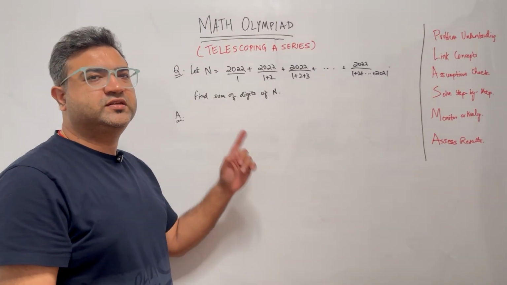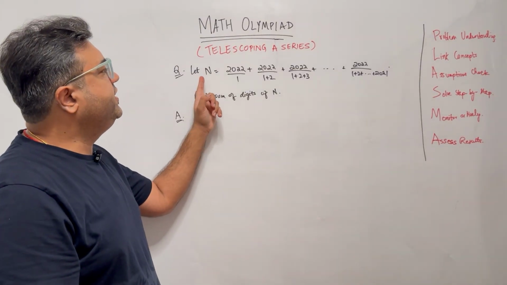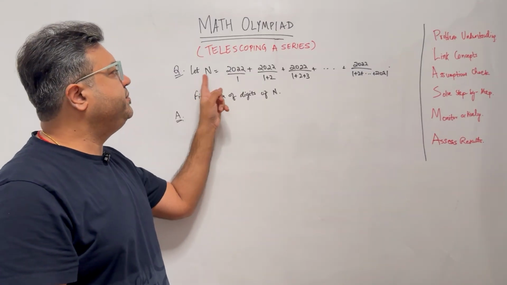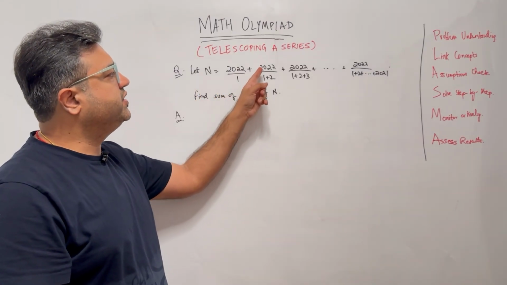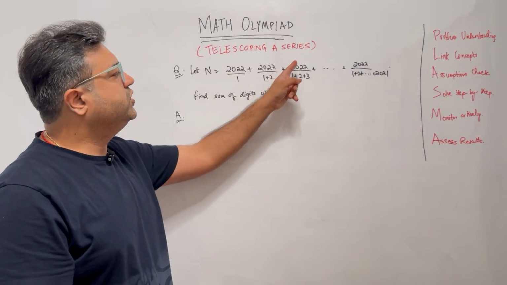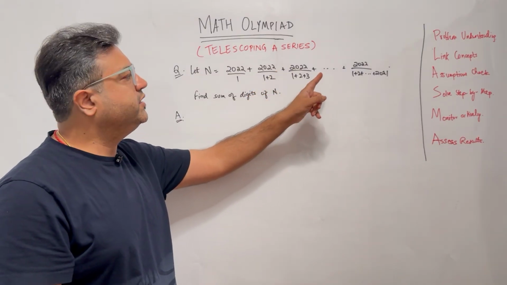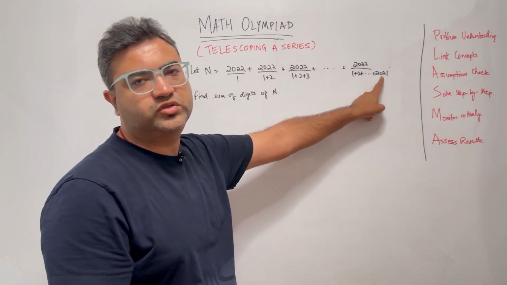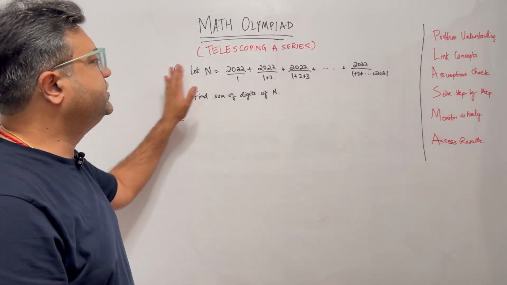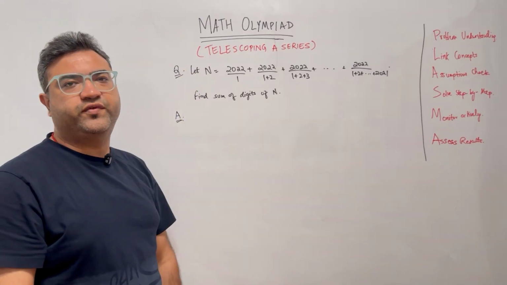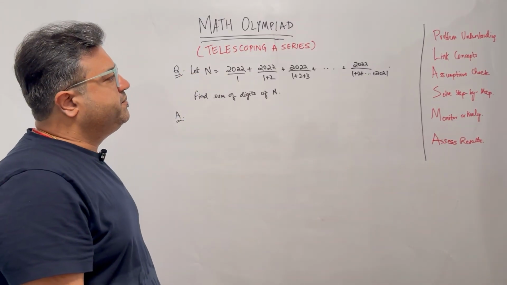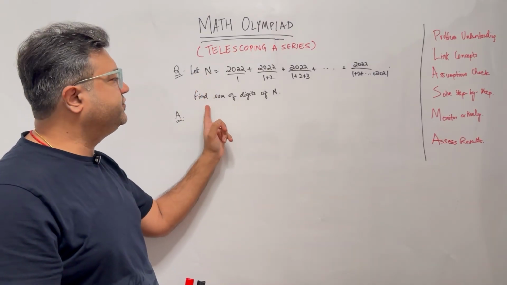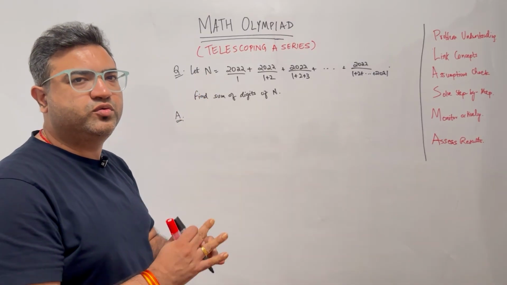Okay. So this is the second problem. Now we have to find the n. So let n be 2022 by 1 plus 2022 upon 1 plus 2, 2022 upon 1 plus 2 plus 3, all the way up to 2022 upon 1 plus 2 plus 3 up to 2021. Okay. So this is our n. Now we have to find the sum of digits of n. So it is not just finding n, it is finding the sum of digits of n. We just have to keep that in mind.